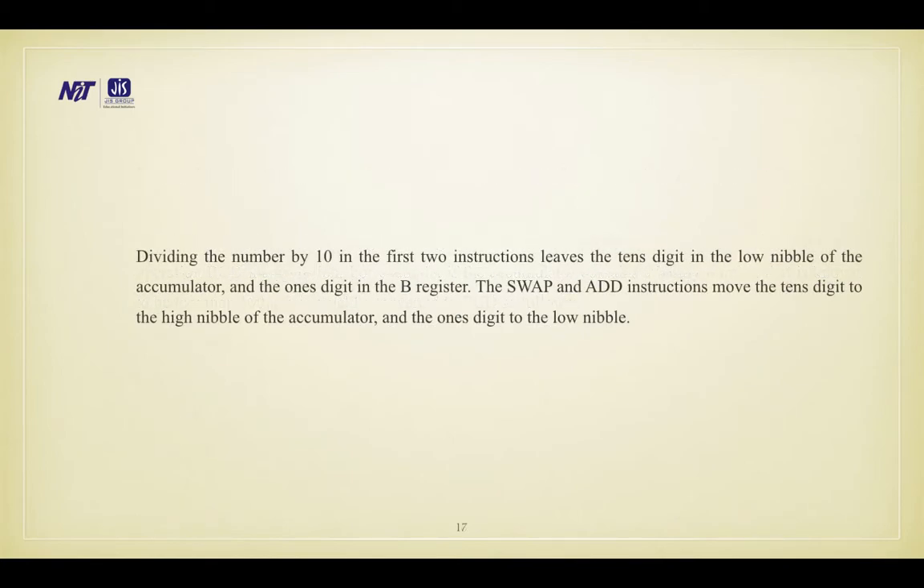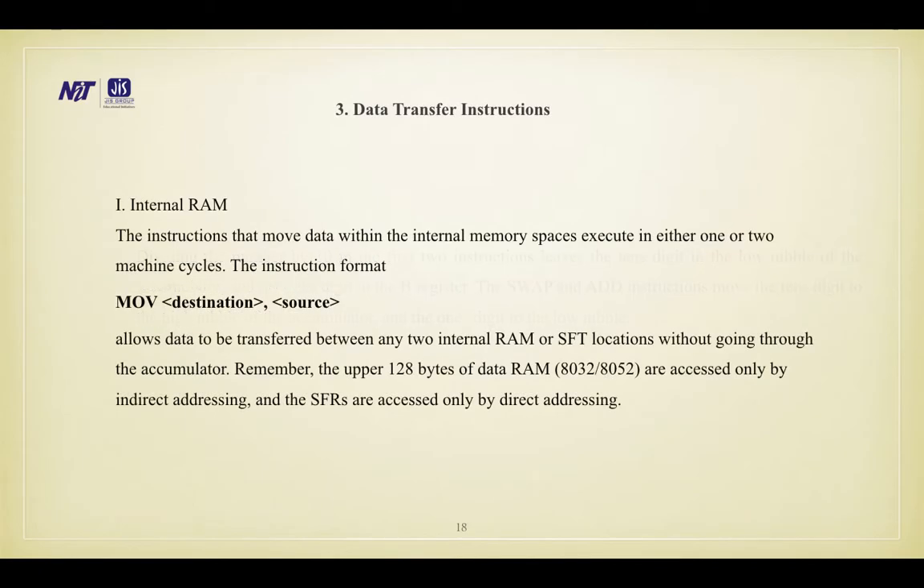Dividing the number by 10 in the first two instructions leaves the 10s digit in the lower nibble of the accumulator and the 1s digit in the B register. The SWAP and ADD instructions move the 10s digit to the high nibble of the accumulator and the 1s digit to the low nibble. Data transfer instructions.